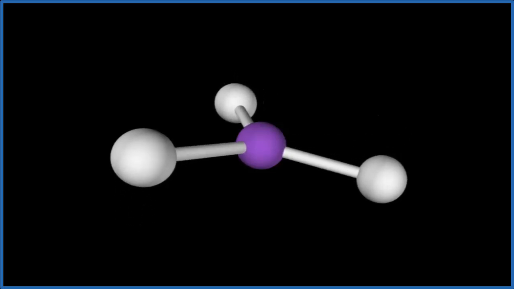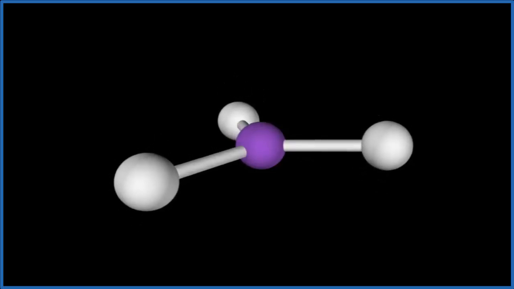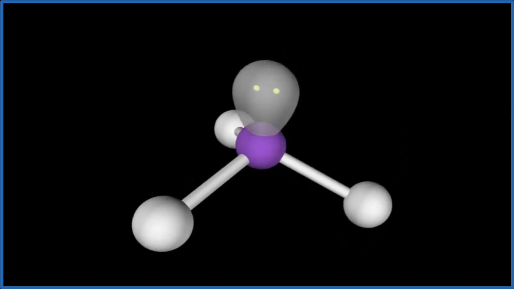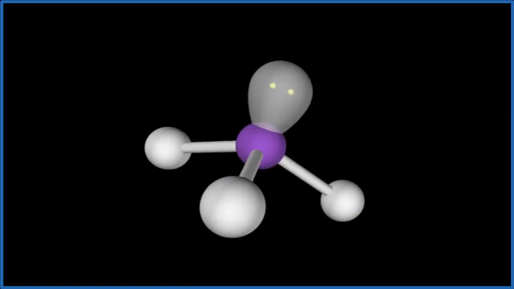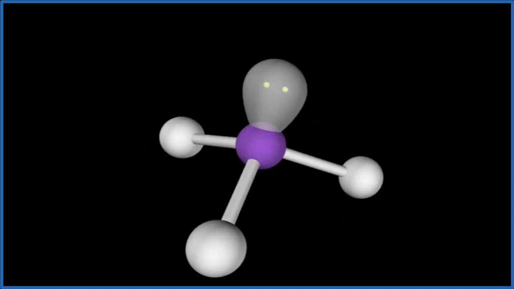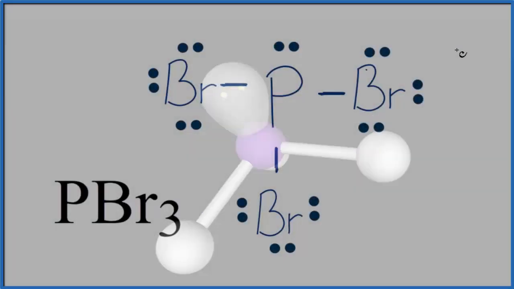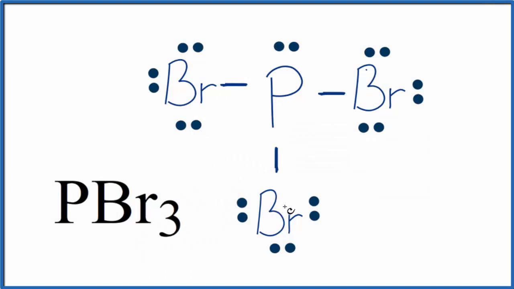But we still have that lone pair, and that lone pair occupies space. So we add our lone pair here, and it pushes these bromine atoms down. So now we have an asymmetrical molecule. It's not a symmetrical molecule. The bromines are down here, then we have this lone pair up here. Back to our Lewis structure. Since the phosphorus-bromine bond is polar and the molecule is asymmetrical, overall we'll have a polar molecule for PBr3.